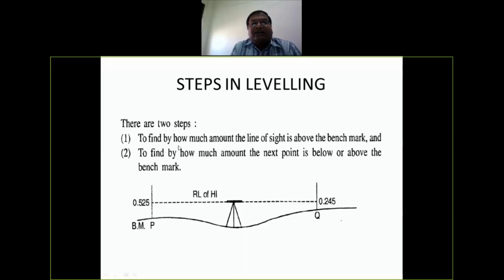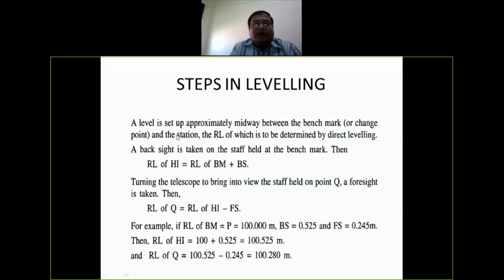One is to find by how much amount the line of sight is above the benchmark. That is very important. And secondly, to find by how much amount the next point is below or above the benchmark. Okay, so that is the thing. A level is set up approximately midway between the benchmark or change point and the station, the RL of which is to be determined by direct leveling. A backsight is taken on the staff held at the benchmark.